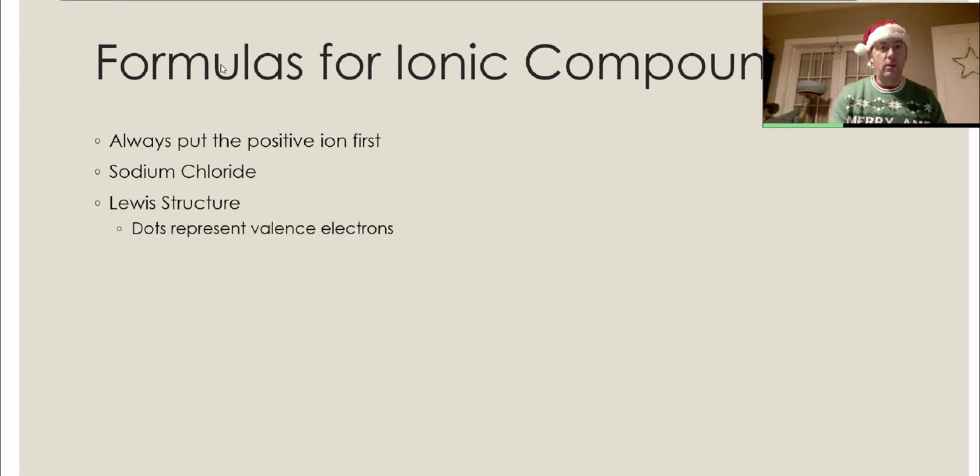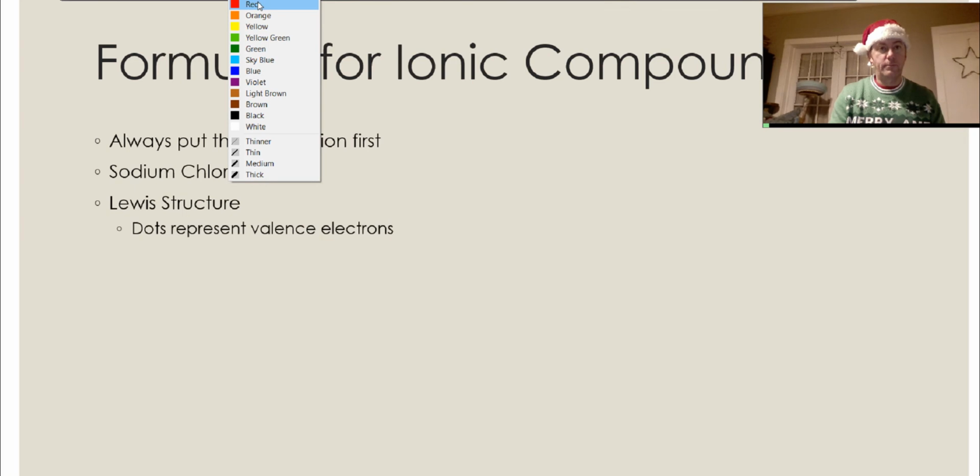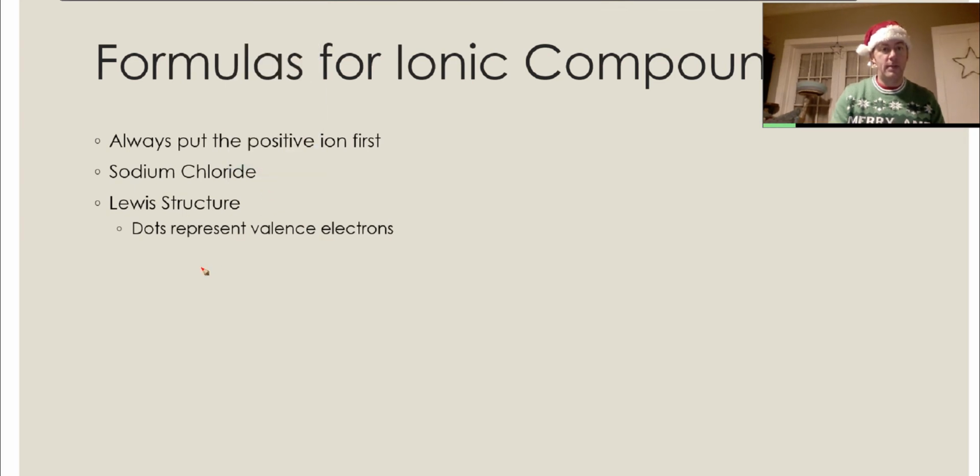Now, as we have the Lewis structure, if I was to show this in Lewis structure, I would show the symbol, and then all the dots show valence electrons. So if I have chlorine here, it has 7 valence electrons. So I would show it like this.